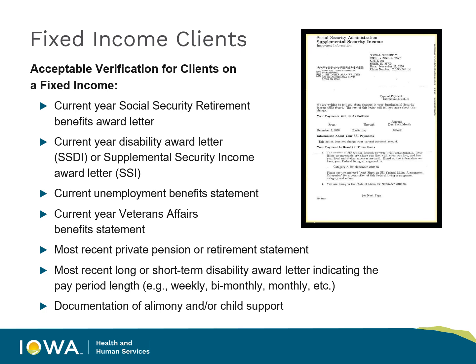And so if there is not a newer statement available, you just need to make a note of this in the comment box of the core section. You could also use the most recent long or short-term disability award letter that indicates the pay period length, such as if they receive this weekly, bi-monthly, monthly, etc. Or if the client is receiving alimony or child support, we would expect to see recent documentation of that as well.